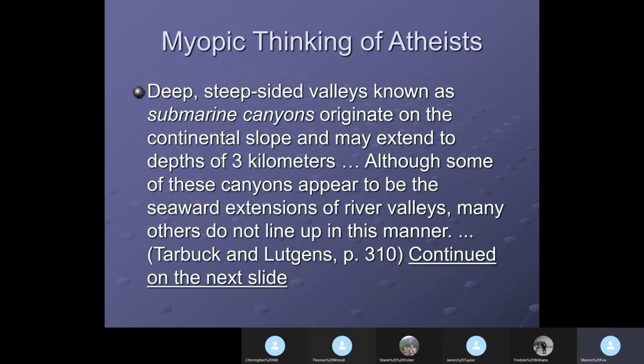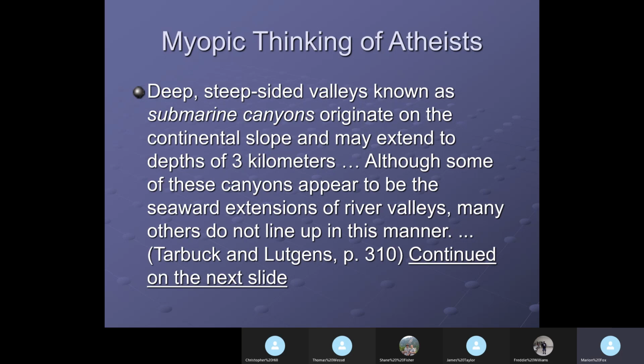Now, Tarbuck and Lutgens, another book: steep-sided valleys known as submarine canyons originate on the continental slope and may extend to depths of 3 kilometers. Well, 3 kilometers is about 1.5 miles. A mile is 5,280 feet, so it's maybe 7,000 or 8,000 feet. Although some of these canyons appear to be seaward extensions of river valleys, many others do not line up in this manner. So we've got a problem here.